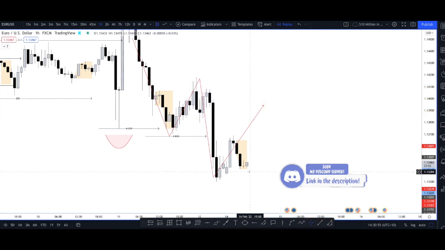But look, we'll just wait and see what happens over the next couple of hours. Trade safe. We do have some news this week, so we'll see what happens there as well.